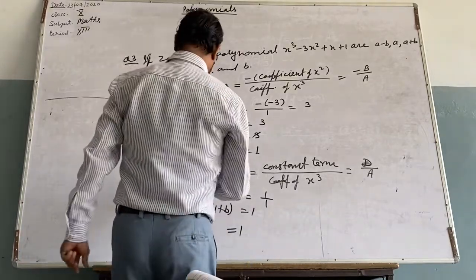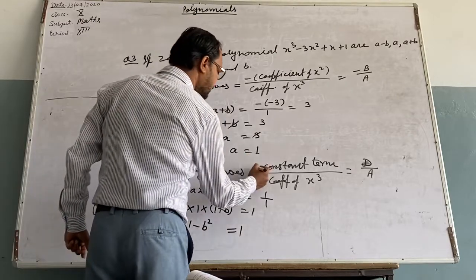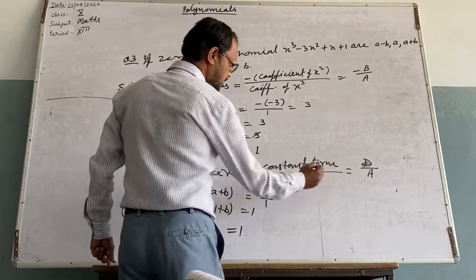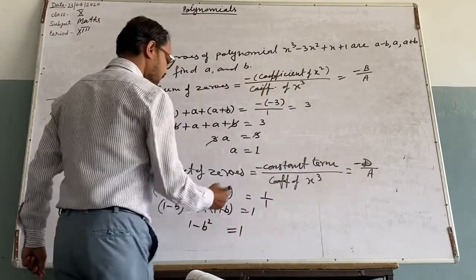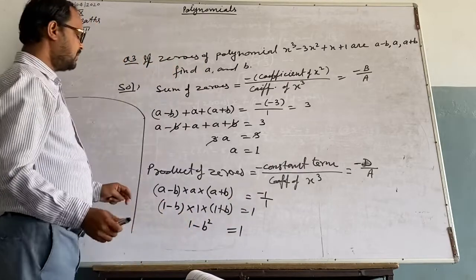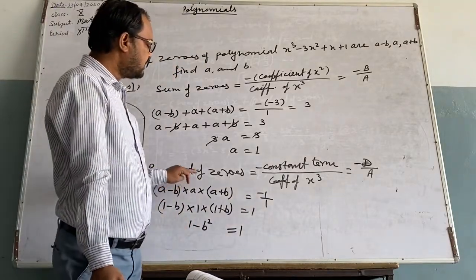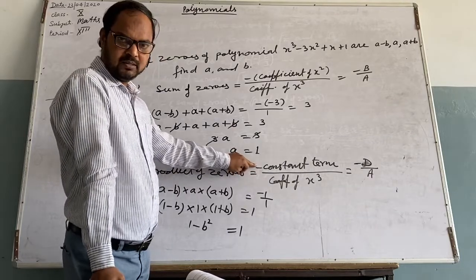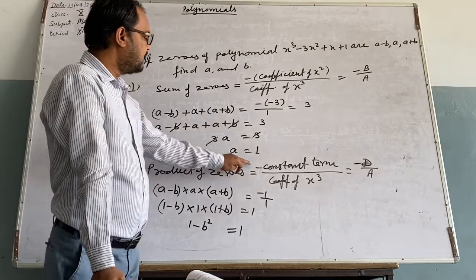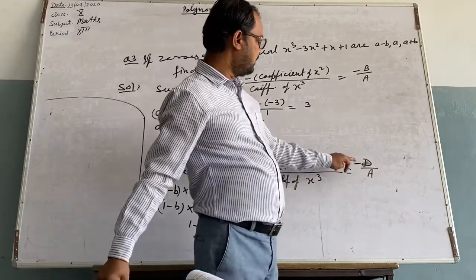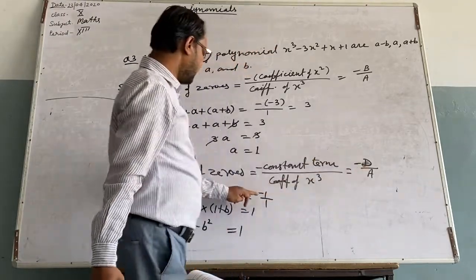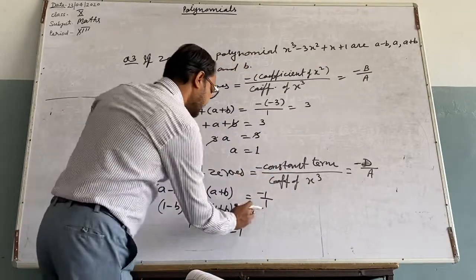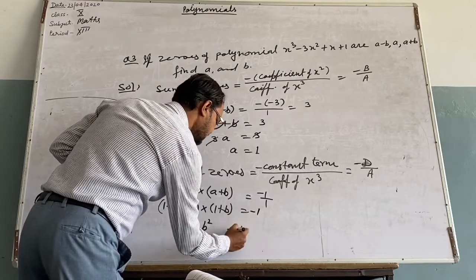In this, here is a correction: product of zeros is minus constant term upon coefficient of x cube. So we use here minus. This will be minus 1 upon 1. Product of zeros, once again, minus was missed here by mistake. Product of zeros is minus constant term upon coefficient of x cube, equal to minus d upon a. So minus d means 1, d means 1, and minus by the formula. So this is minus 1, this is minus 1.